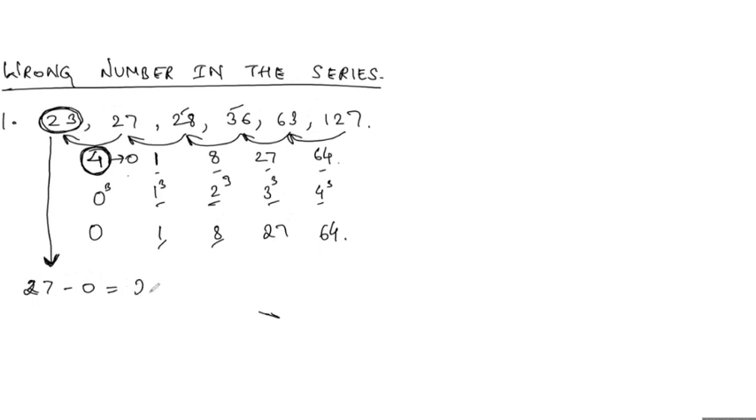27. That's it. Simple. 27 is the correct answer. So what is the correct series here? 27, 27, 28, 36, 63 and 127. This is the correct series. Did everyone understand this? Because very few people are giving answers. So please tell me, did everyone understand this?